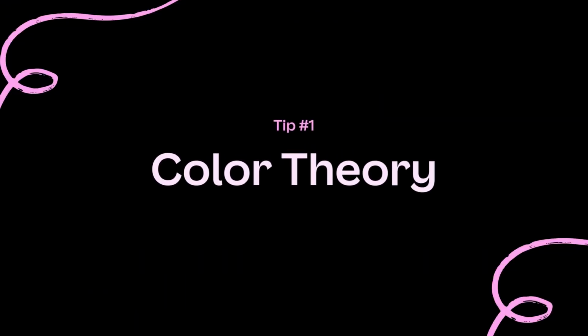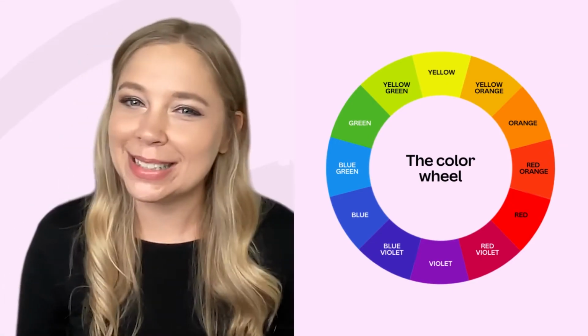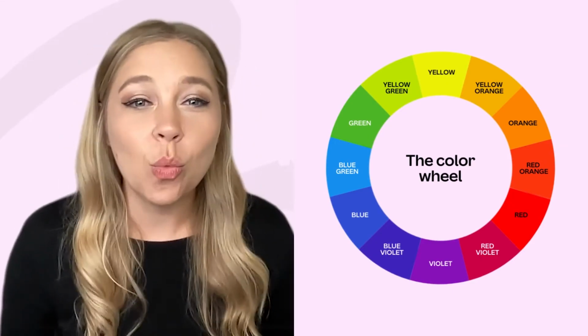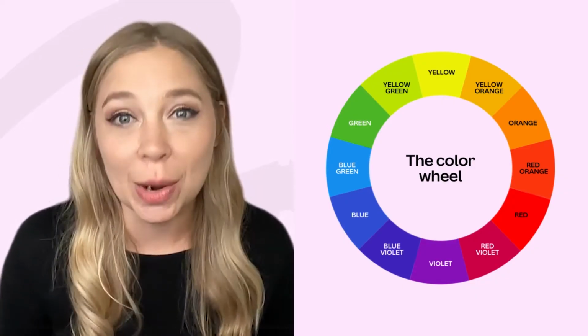Tip number 1, color theory. You could be asking yourself, how do I even get started with color? And that's a good question. The answer, color theory. Color theory is a little bit art and a little bit science. Used to determine which colors look good together, therefore creating color harmony.